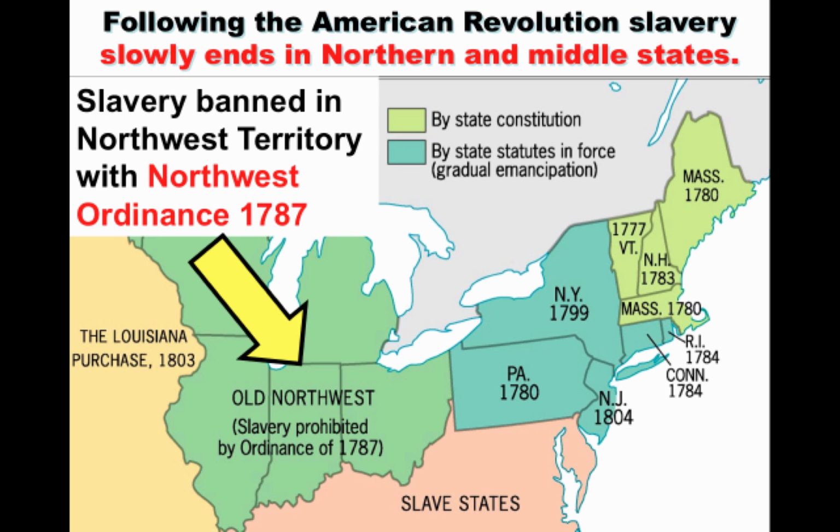And of course, under the Articles of Confederation, slavery was banned by the Northwest Ordinance of 1787. So there was a banning of slavery north of the Ohio River in that territory, the Old Northwest.